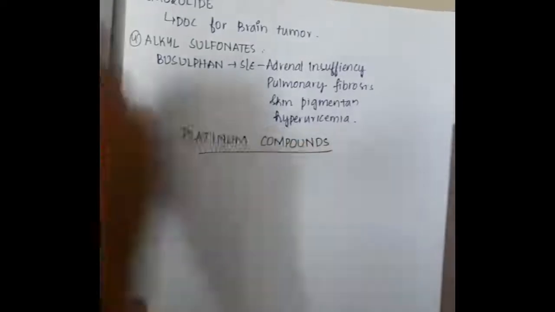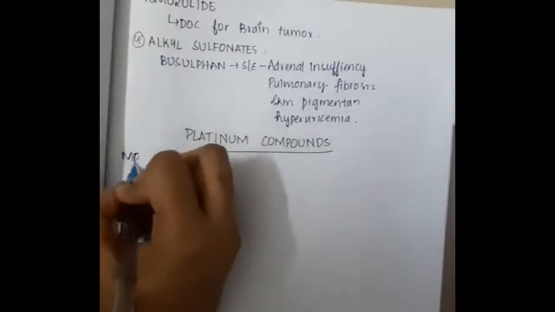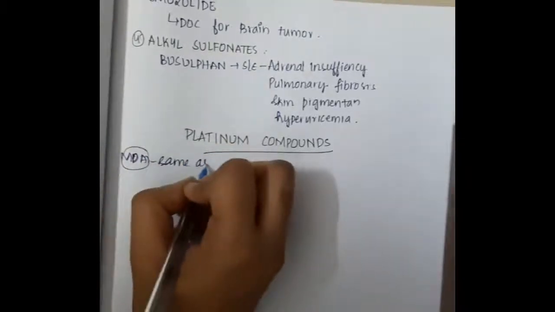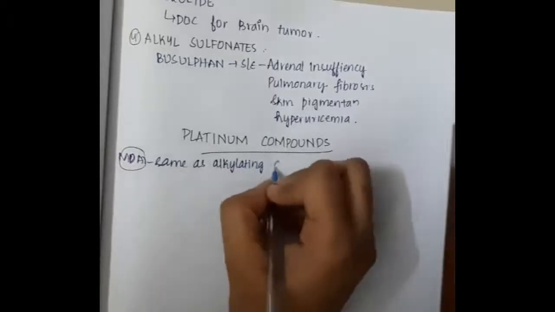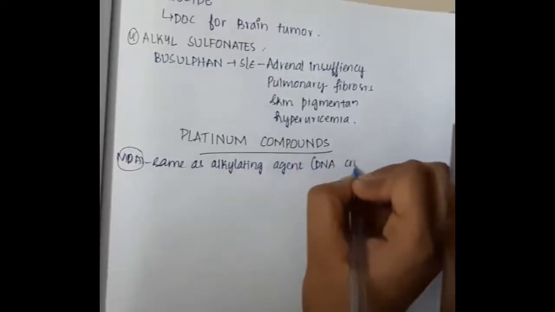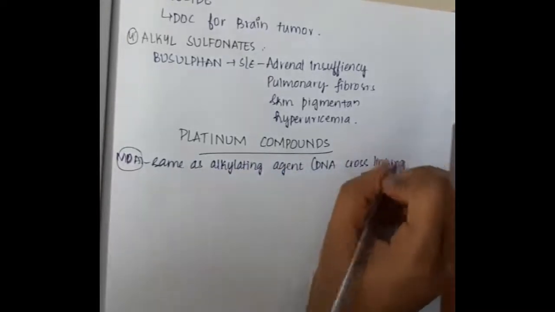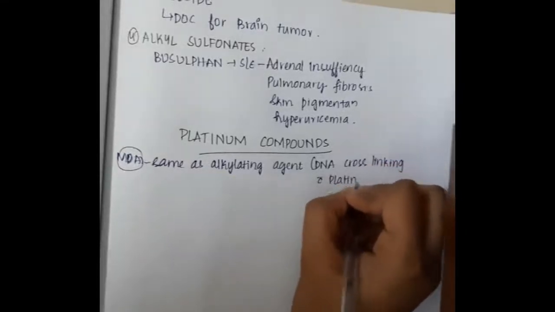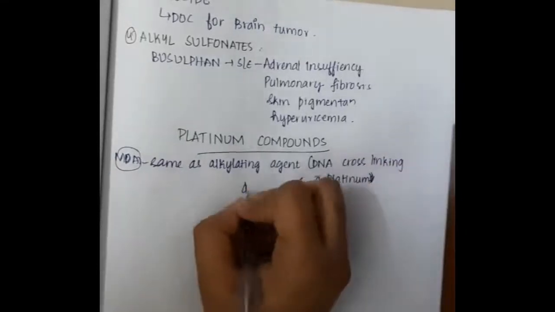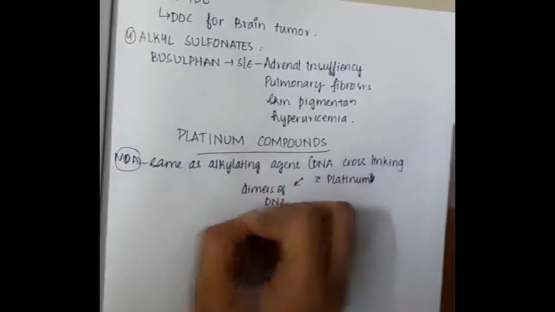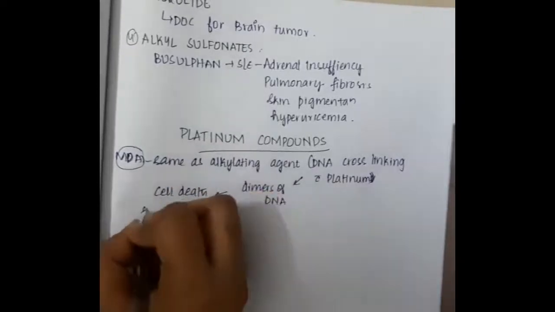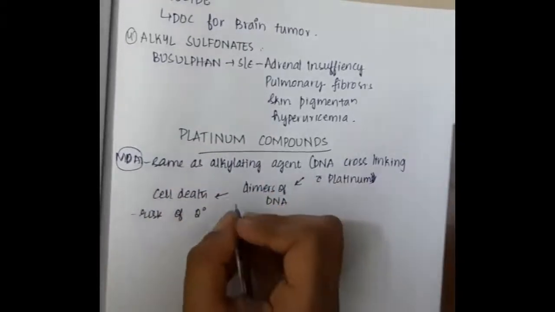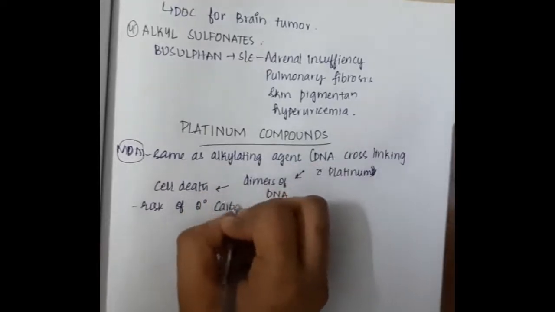Hello friends, let us now learn some important points about the platinum compounds. Mechanism of action. The action of platinum compounds is almost the same as alkylating agents because they cause DNA cross-linking with platinum, and thus they result in formation of dimers of DNA, which will lead to cell death, and they will also cause risk of secondary cancers.